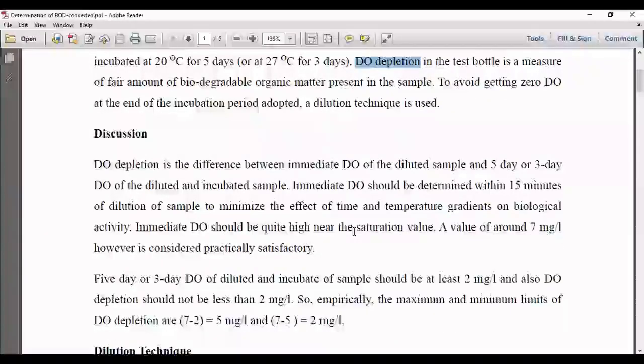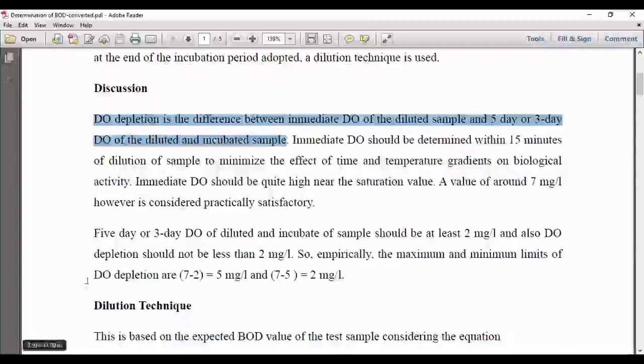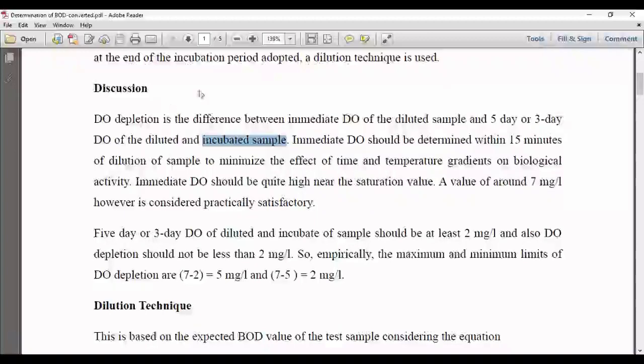Now let's discuss some important points here. DO depletion is the difference between the immediate DO of the diluted sample and the 5 day or 3 day DO of the diluted and incubated sample. As earlier said, we are going to find out the immediate DO, that is the DO initial, and we are also going to find out the DO of the 5 day or 3 day incubated sample. So that will be our DO final. The difference between them is called the DO depletion.